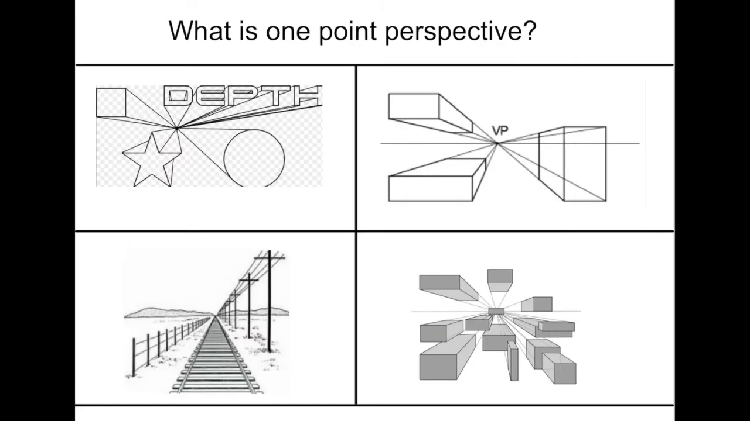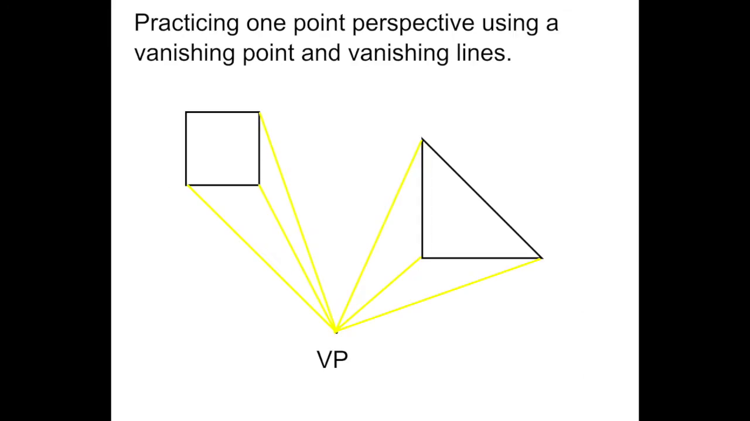What is 1-point perspective? Well, here are some examples. Notice there's one vanishing point in the center of each scene, and the lines are connected to the vanishing point to create the illusion of distance. You can practice 1-point perspective using a vanishing point and vanishing lines by drawing some shapes on a paper and connecting them with a ruler from the corners of your shapes to the vanishing point.